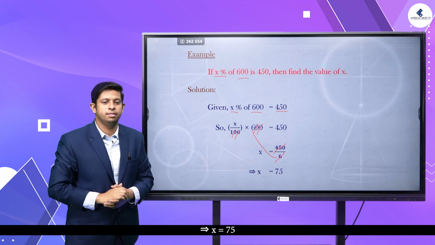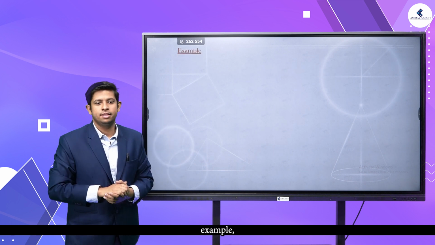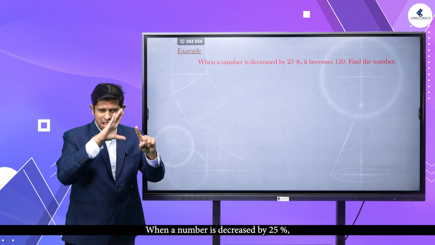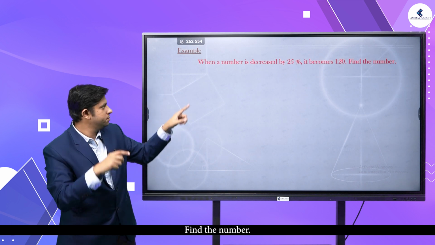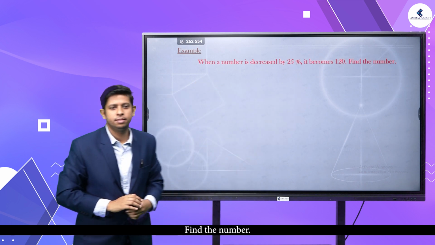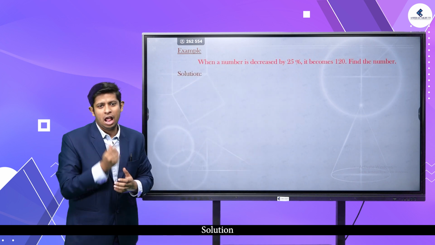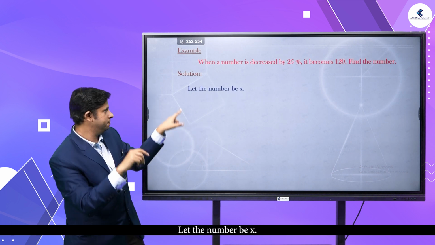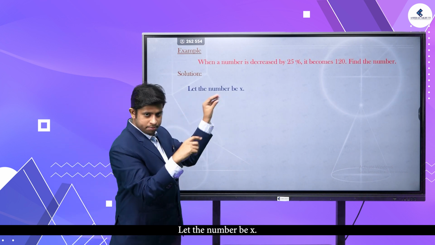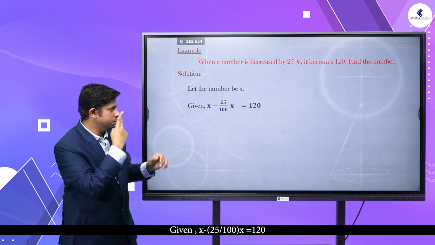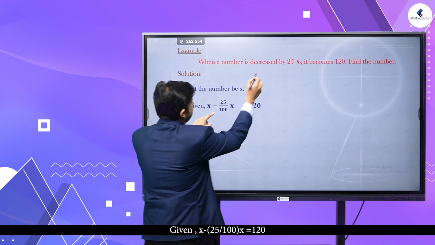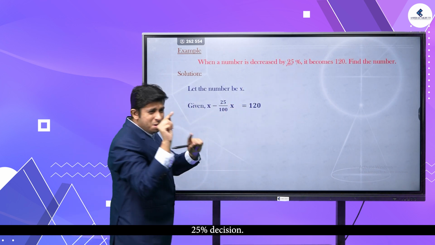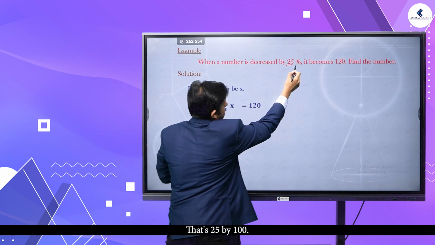x equals 75. Example: when a number is decreased by 25%, it becomes 120. Find the number. Solution: let the number be x. Given x minus 25 by 100 into x is equal to 120. 25% is written as 25 by 100.